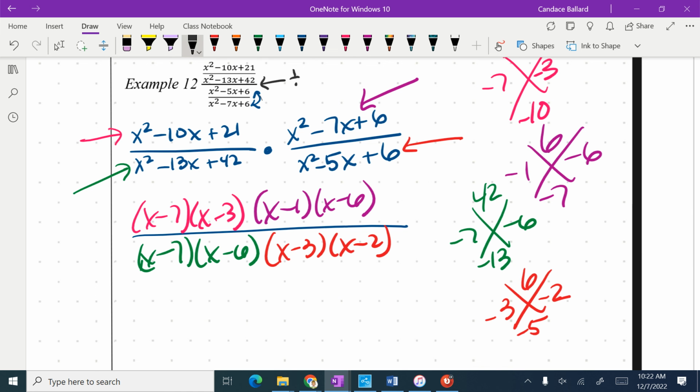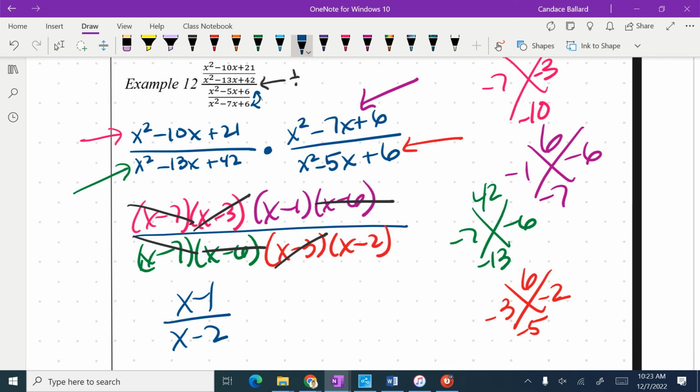All right, here comes the fun part. What do I get to cross out? x minus 3. What else? x minus 7. What else? Good. So I am left with x minus 1 over x minus 2. It's really not so bad. It was totally just that one last little thing. You just got to flip it. That's the only thing new today.